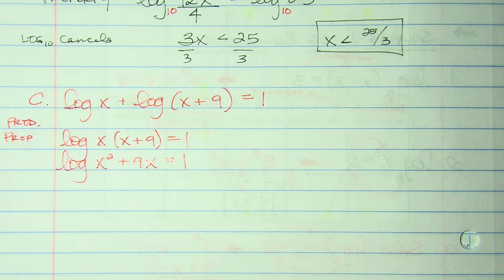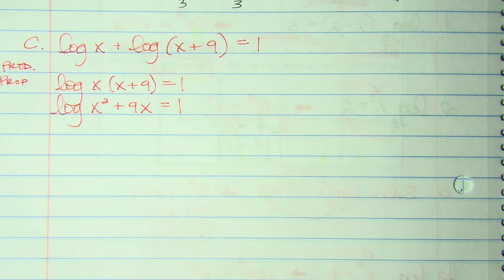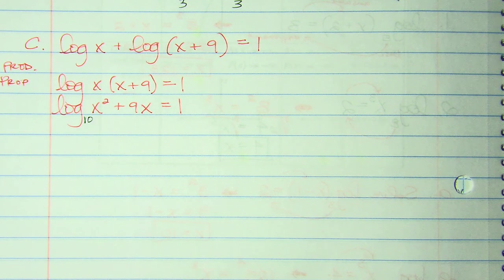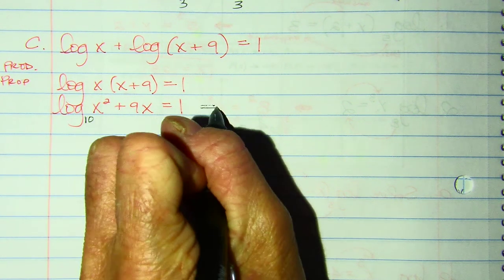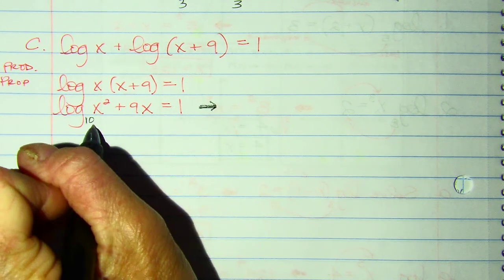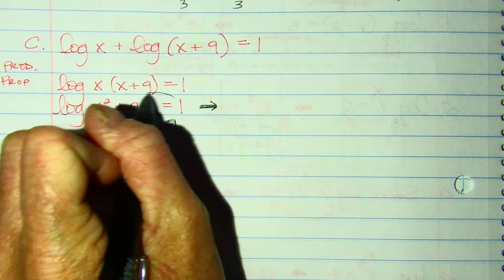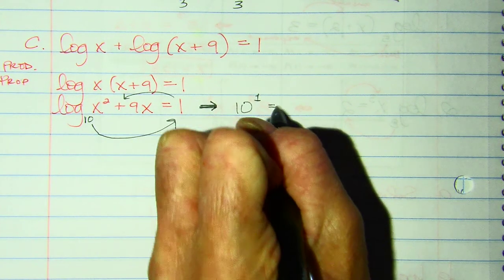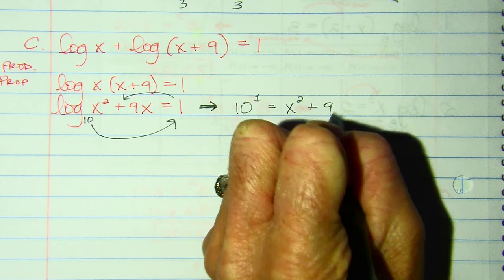Now the next part is really important. Notice I now only have one logarithm, but you've got to be able to identify that if they don't write the base, it's an invisible 10. So I'm going to rewrite this. Base, exponent, answer. So 10 to the first power equals x squared plus 9x.